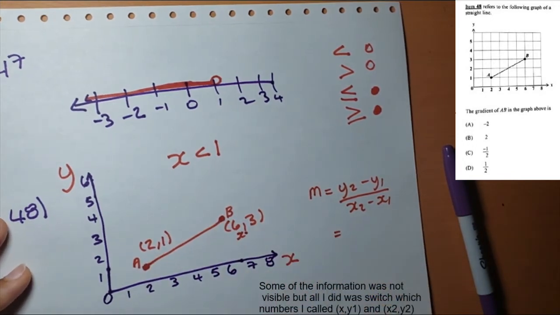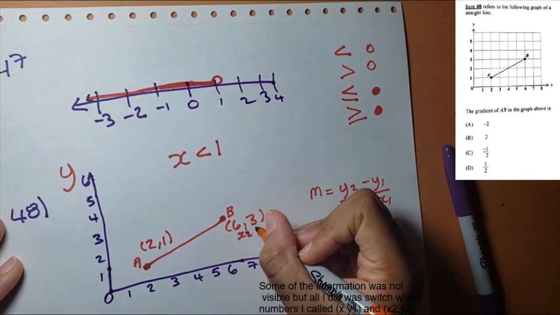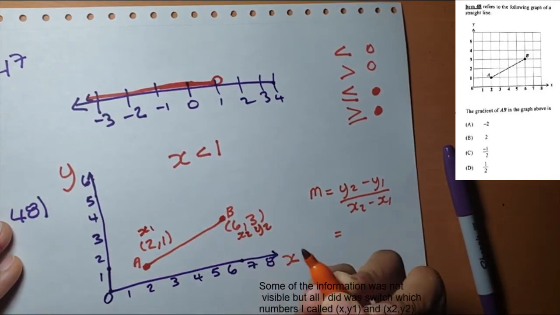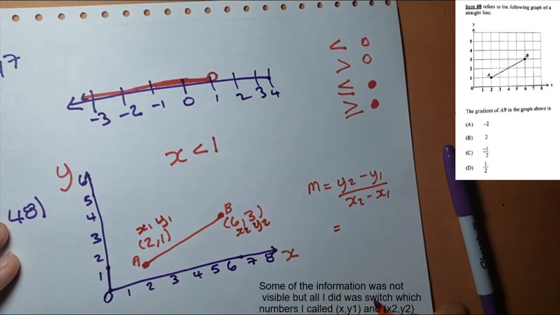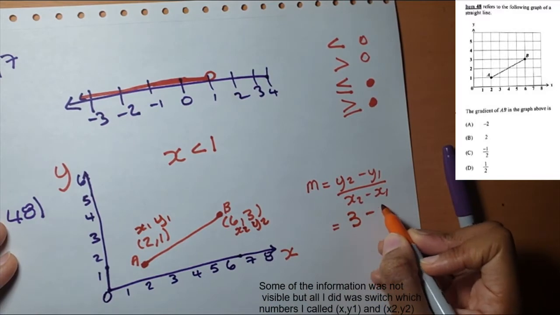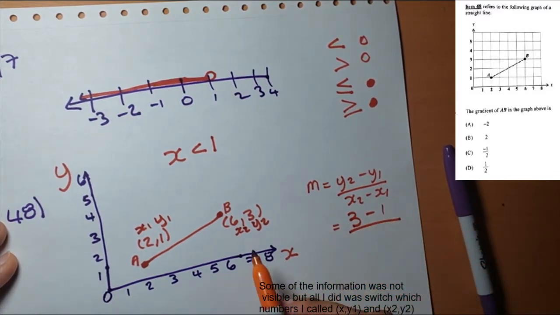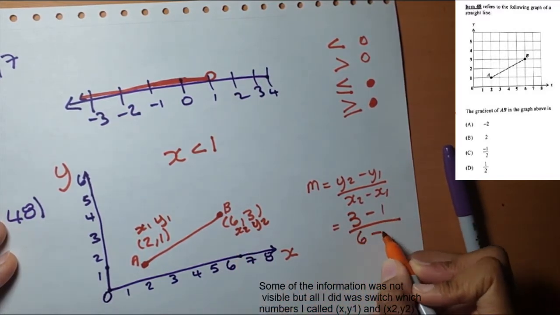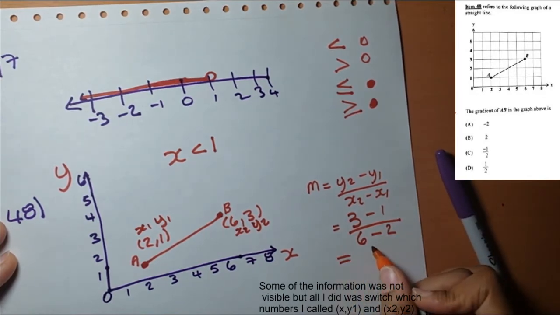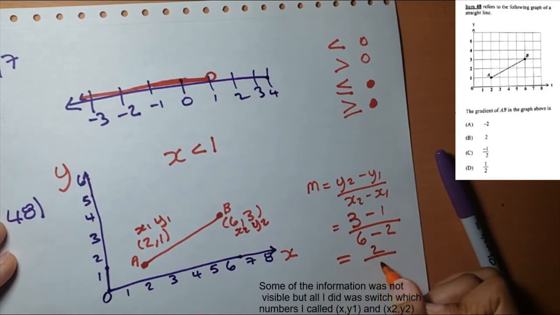So I'm going to call this one x2 and y2 and call this one x1 and y1. So now fill it in. We have 3 minus 1 upon 6 minus 1. I'm sorry, 6 minus 2. So therefore that is 2 upon 4, and the gradient is a half.